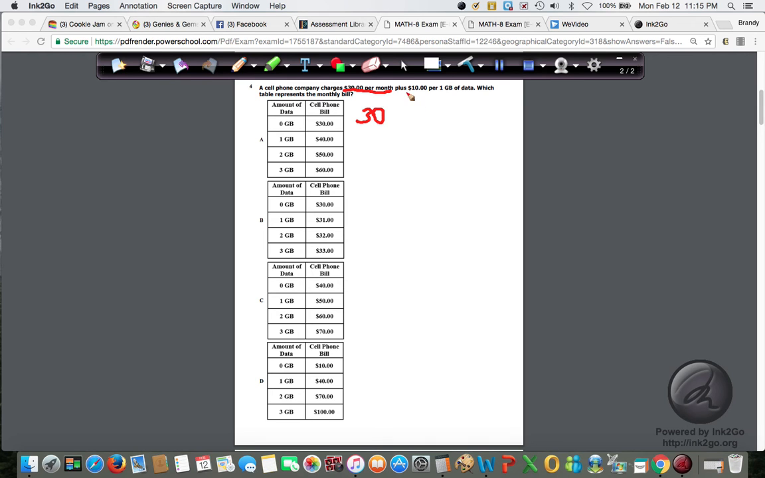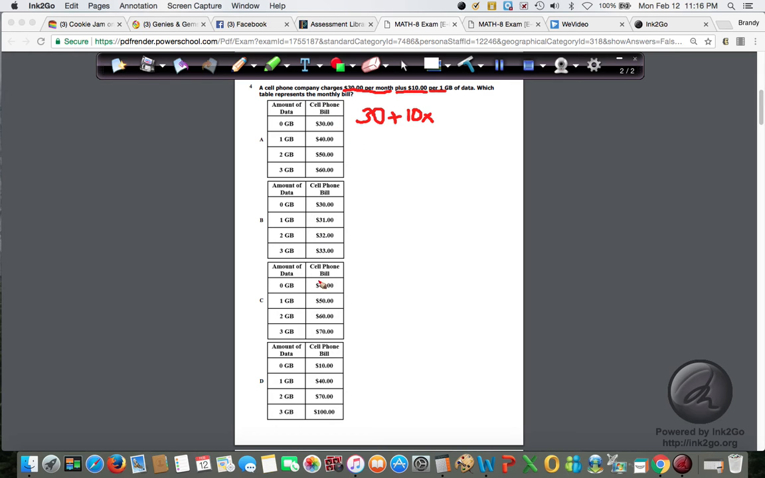Now, depending on how much you use, you get this extra $10 per 1 gigabyte. So that means every time, remember we talked about every is our slope, it's the thing that we put with the x. So we're going to put plus 10x. Because every time we use one, we got to add 10 more. Or if we use a whole bunch, we can just multiply.